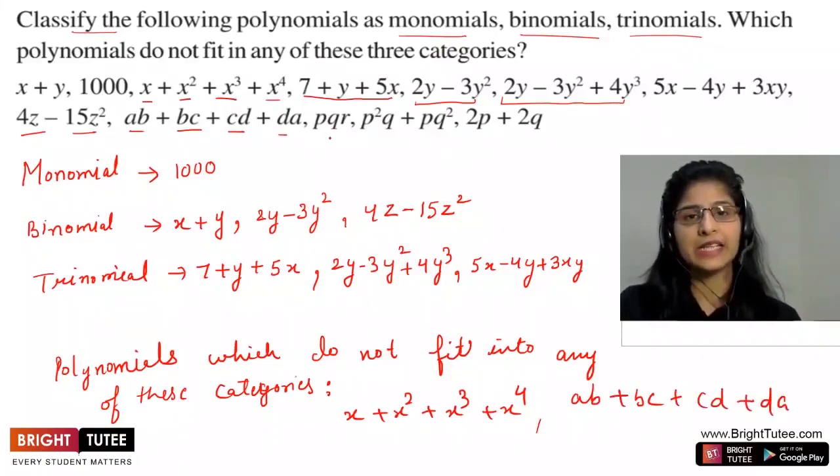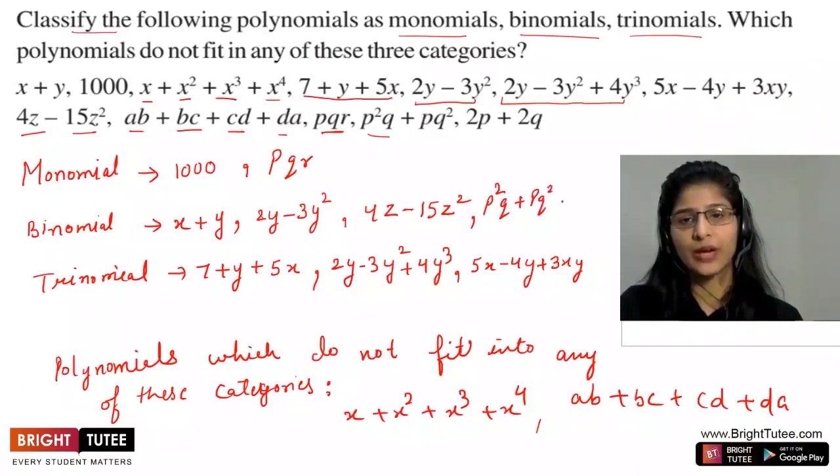Right? The next is now PQR. It is just 1 term having 3 variables, but it's 1 term. The next is P square Q plus PQ square. See, both are different. So it is a binomial. We'll write P square Q plus PQ square.